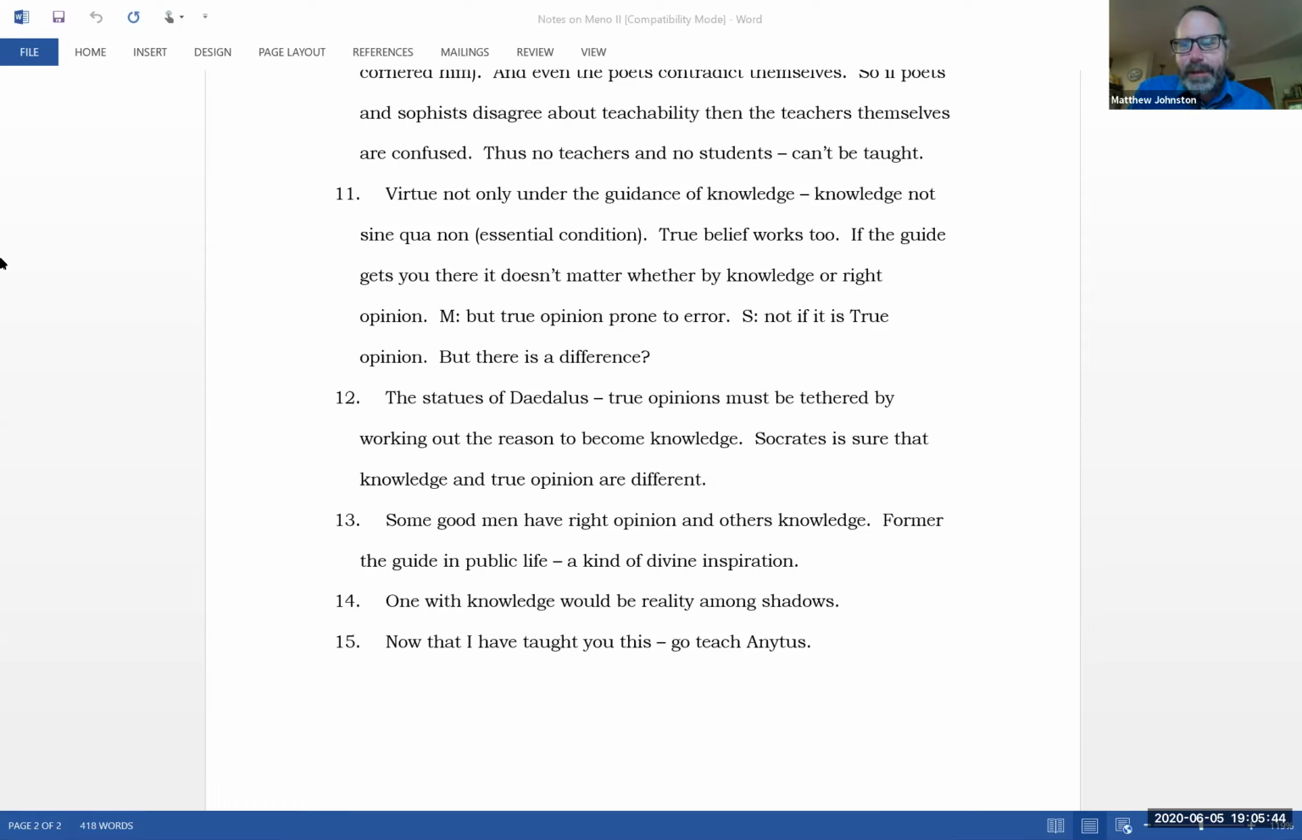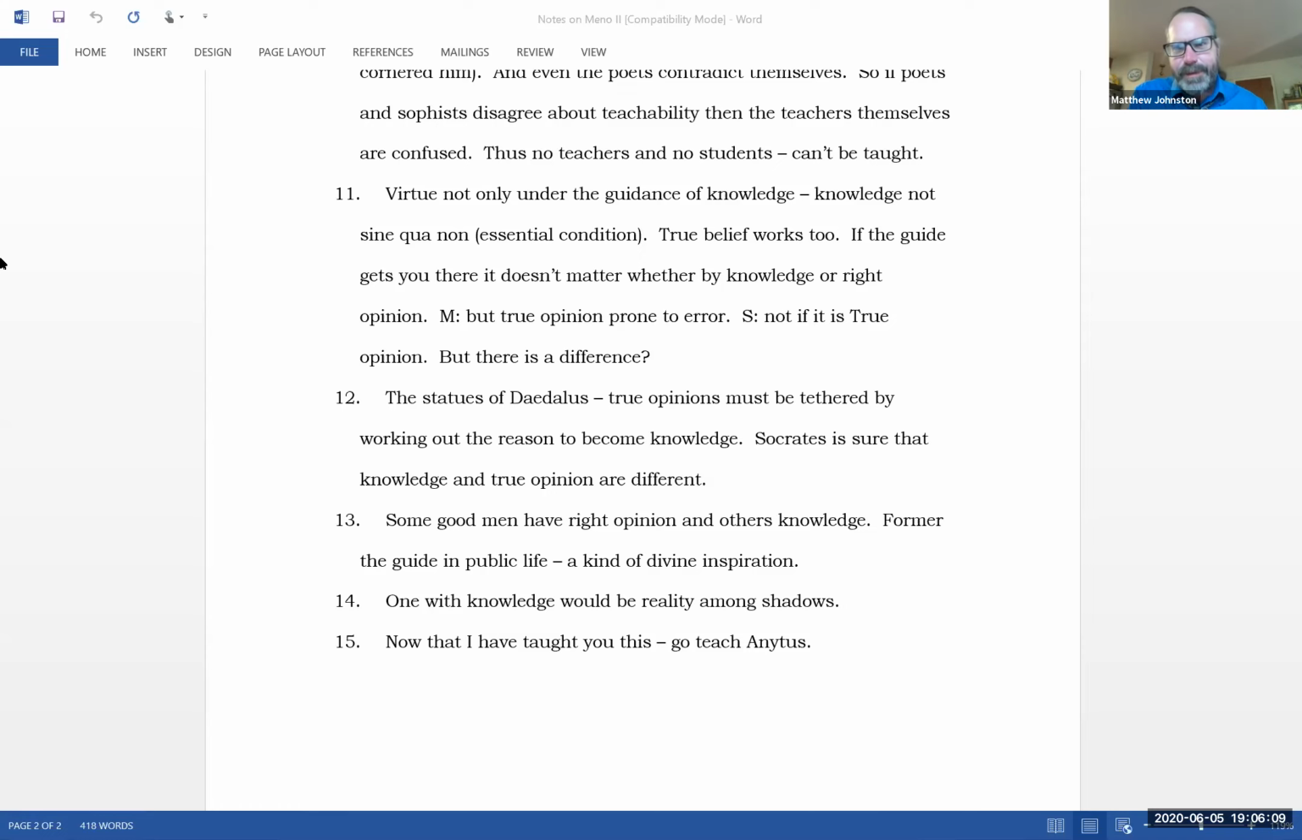So you have to work out the reason. How do you work out the reason? That's the next question. And you work it out by the dialectic method, basically. It is this question and answer. Get the student to think through the question themselves by asking the student questions like Socrates does Meno and the slave boy. Get the student to think through the question themselves.